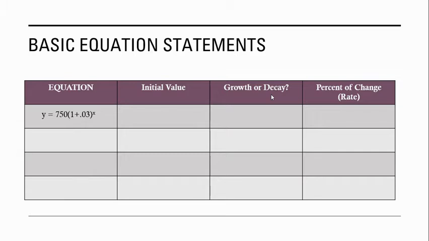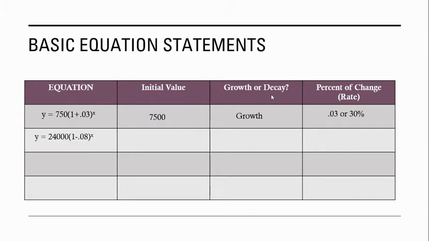We're given the equation y equals 750 times (1 plus 0.03) to the exponent of x. What will our initial value be? That's right, it'll be 750. Is this a growth or a decay? Correct, it's greater than 1, so it has to be a growth curve. What is our percent of change? So our percent of change is 3%. Let's look at the next one.